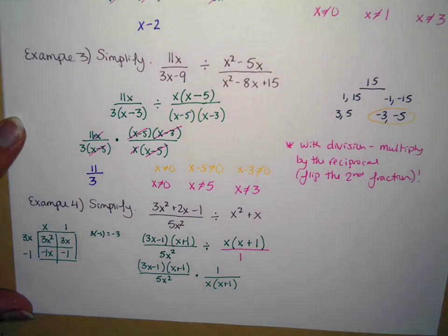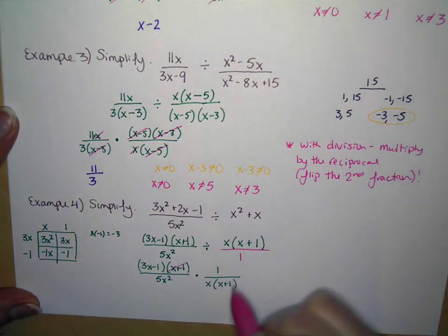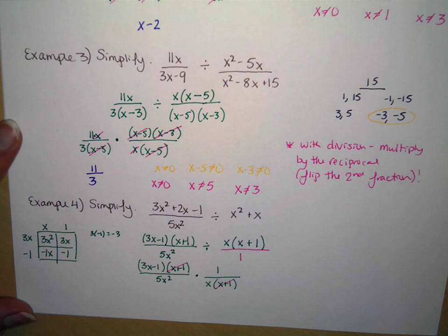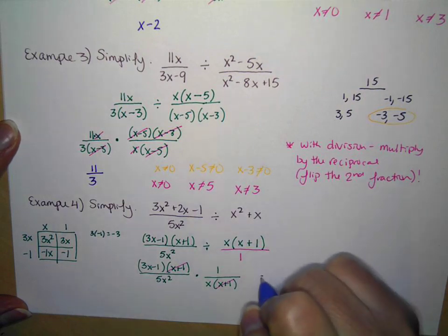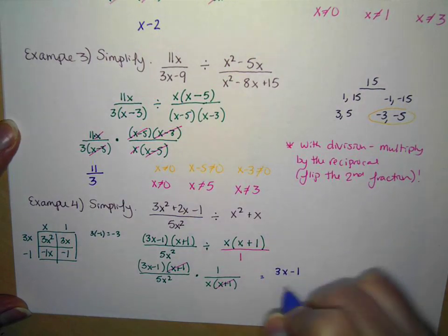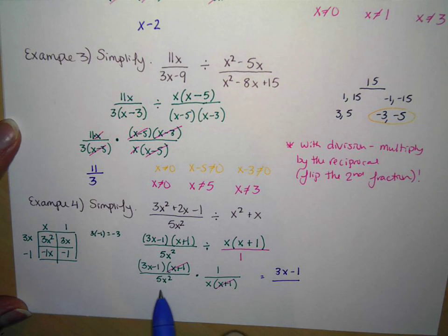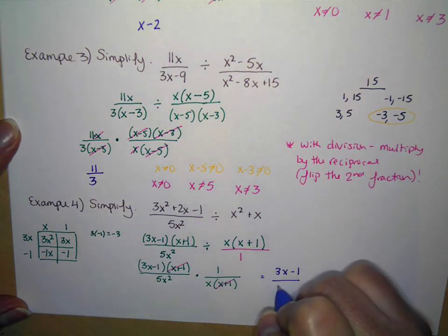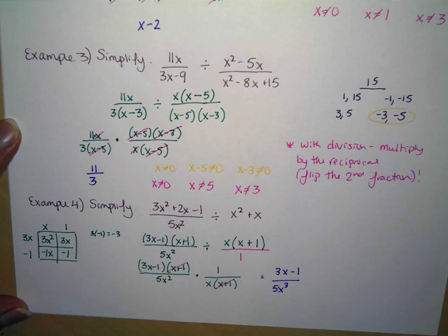All right. So now I only see one factor that cancels out, that x plus 1. And since we have a little bit more left over this time, at this point, we can multiply straight across to get our final answer. 3x minus 1 times 1 is 3x minus 1. In our denominator, 5x squared times x is 5x cubed.